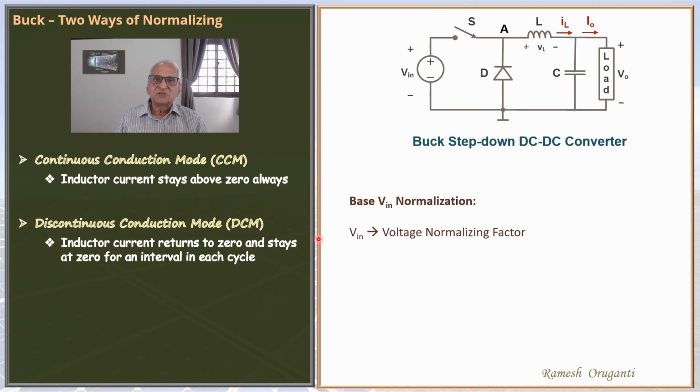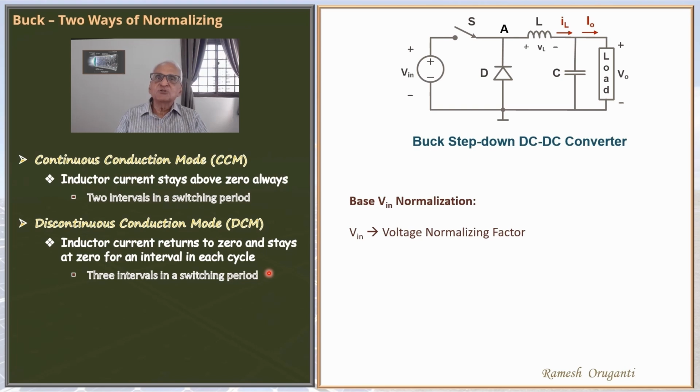In CCM, the buck converter has two intervals of operation in one switching cycle, one when the switch is on and it is conducting, and the other when the switch is off and the diode is conducting. In discontinuous conduction mode, there are three intervals of operation. One when the switch is on and it is conducting, another when the switch is off and the diode is conducting, and the third one when the switch is off and the diode is also off.